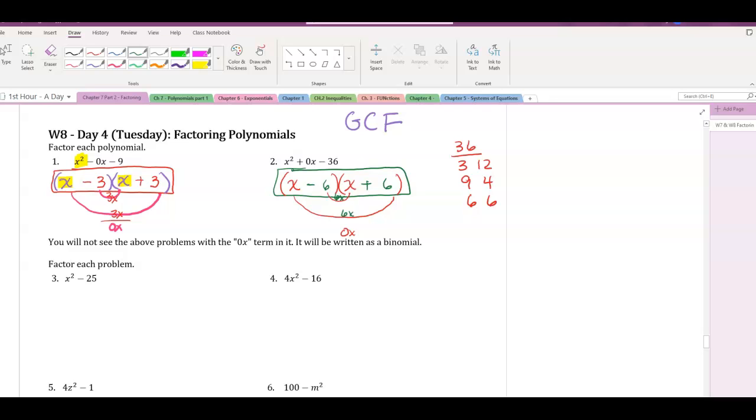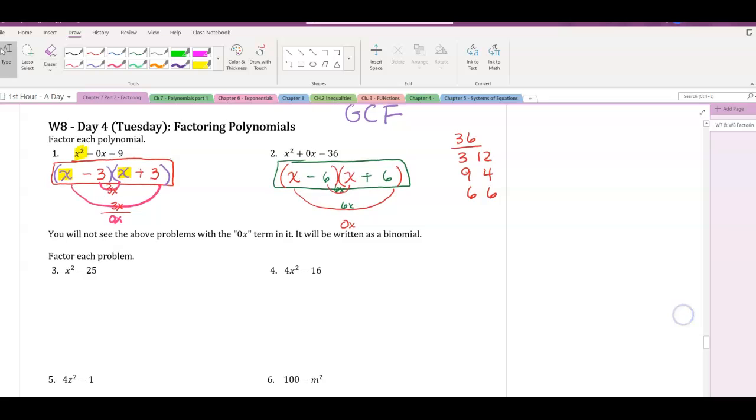What's important to note is that it's kind of weird to see that 0x. So we won't ever really see it. We will see it something like number 3, 4, 5, or 6, where that 0x term is not there. So we just need to remember, same thing, something times something needs to be x squared, and then the back half needs to be positive and -5. And just make sure that when we go, okay, yeah, that gives me -5x, this gives me +5x, so yes, that 0x term will be there, okay?